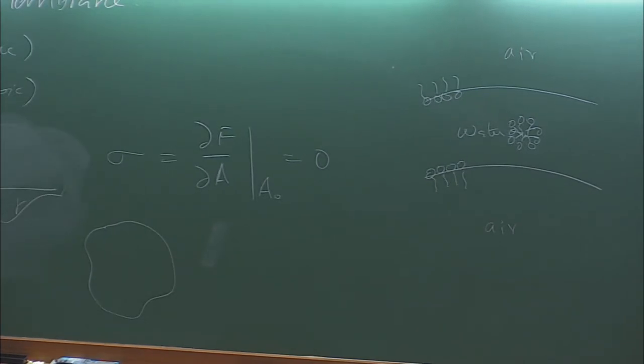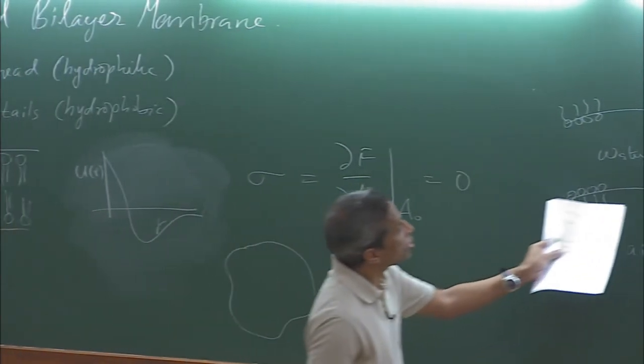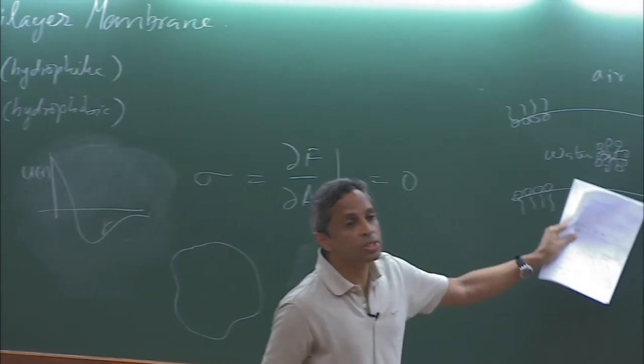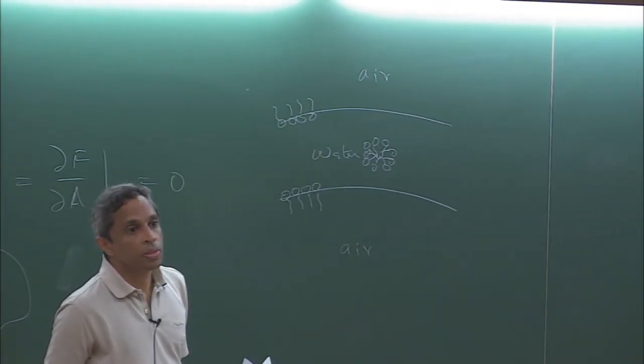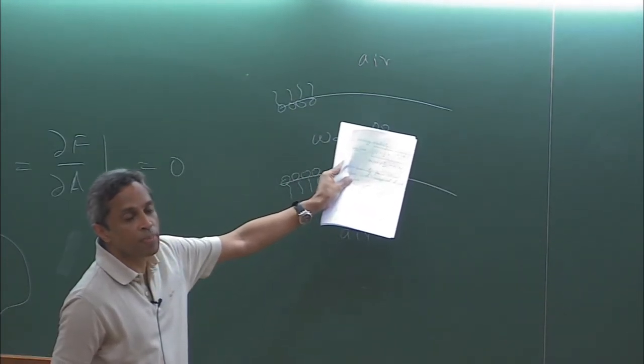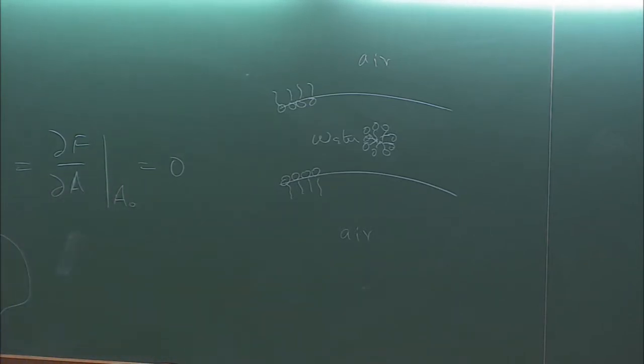Is it clear or not? Exactly. Here the number of molecules on the surface is not conserved. You can have exchange of particles between the surface and the bulk. So the molecules on the surface can go and form micelles in the bulk. Whereas here, because the solubility is very low, this doesn't happen.